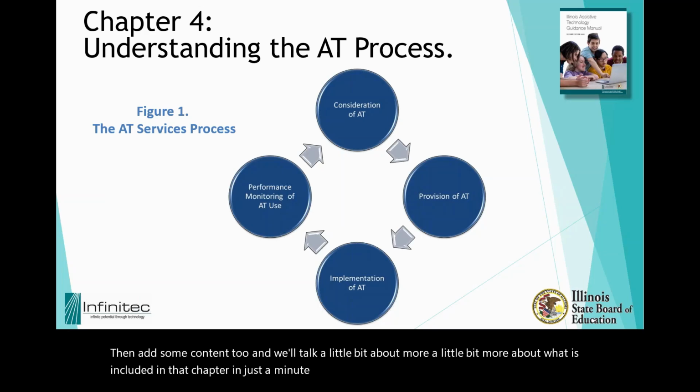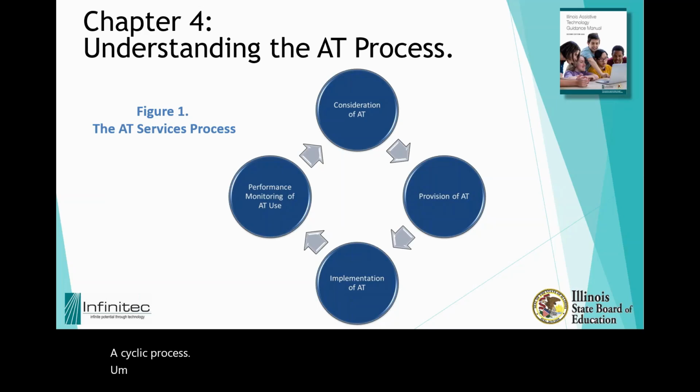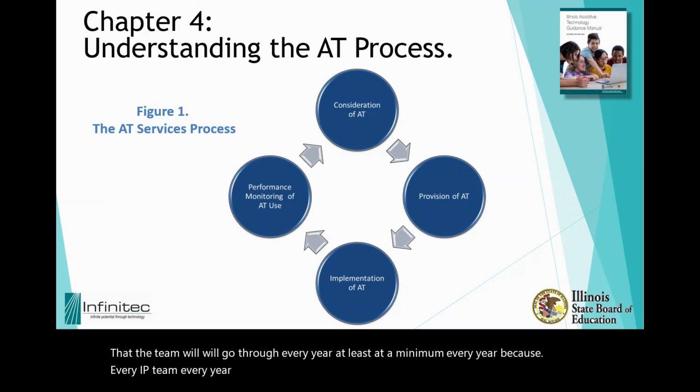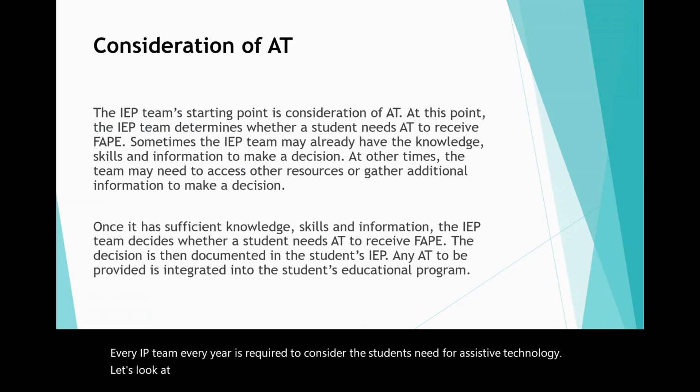And then performance monitoring of ATUs, which leads again to consideration. So we see that that's a cyclic process that the team will go through every year, at a minimum every year, because every IEP team every year is required to consider the student's need for assistive technology. Let's look at the consideration chapter.